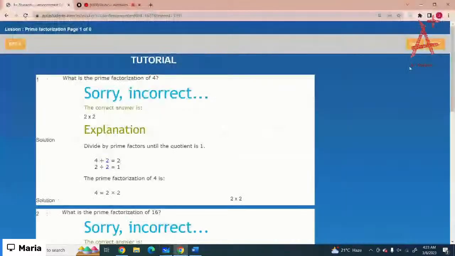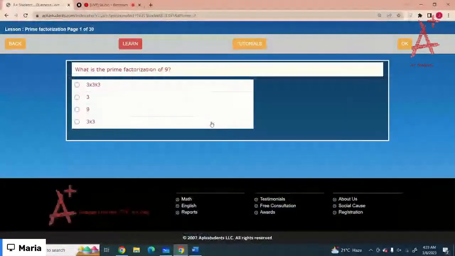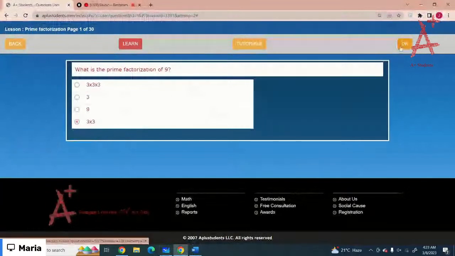Got it? Okay, let's start with the test questions so that we can do the practice questions. What is the prime factorization of 9? Start dividing 9 by the smallest prime number that divides 9, so that would be 3. 9 divided by 3 is 3. Now again divide until you get the answer 1. 3 divided by 3 is 1, so you divided twice by 3, it would be 3 times 3. Very good. The correct option is option number 4.